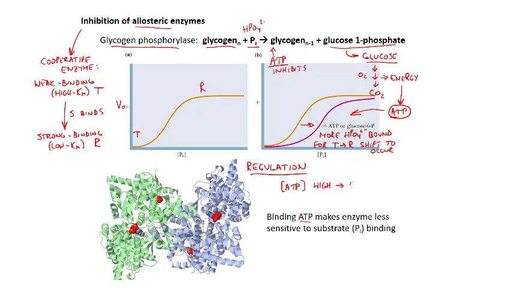that implies that the cell doesn't need any more glucose. So glycogen phosphorylase has evolved this regulatory mechanism where if there's a lot of ATP lying around inside the cell, it binds to the enzyme and it makes it harder for it to do its job. And that's a way of preventing the cell from wasting glycogen to make glucose when it doesn't need the energy.